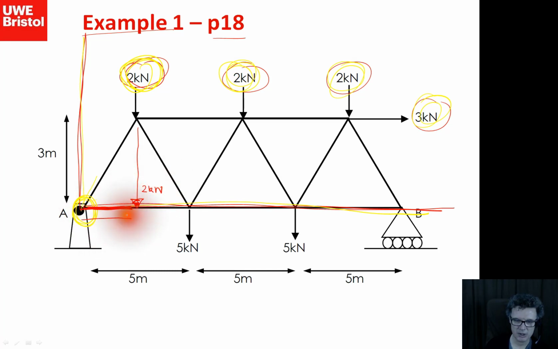What's the distance from here to here? Well, it's going to be half of 5, so that's 2.5, and we're going to do the same thing for all the other forces. So bring this one down, so it hits there, so we've got 2 kilonewtons down there. Bring this one down, so it hits there, so we've got 2 kilonewtons hitting there.